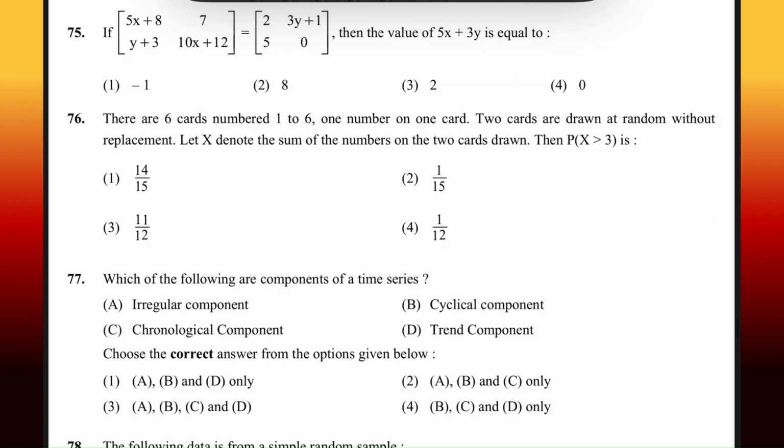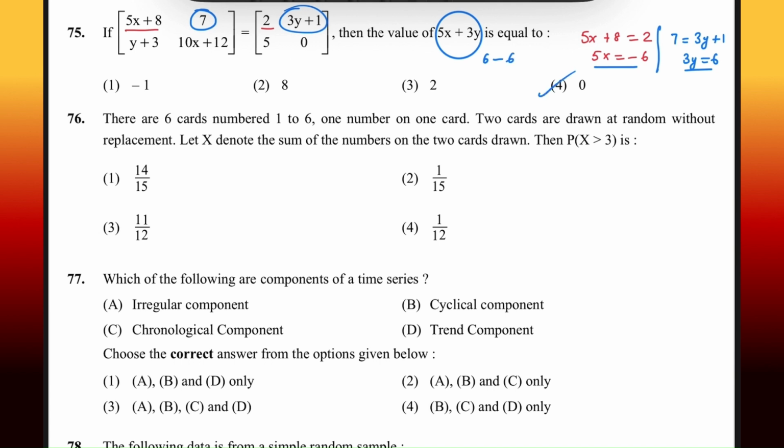Moving on to question number 75. So here you have two matrices which are equal. So 5x plus 8 must equal 2. That gives us 5x equals minus 6. All right. Then you have 7 equals 3y plus 1, and that gives me 3y equals 6. And then I have to add these two, 5x plus 3y. So what is 5x plus 3y? That is 6 minus 6, and that gives you 0. So option 4 is the correct answer for this question, an easy question.